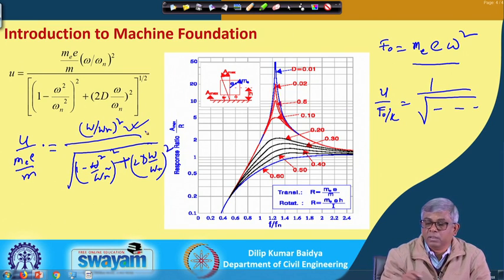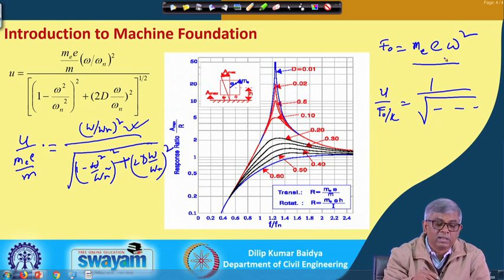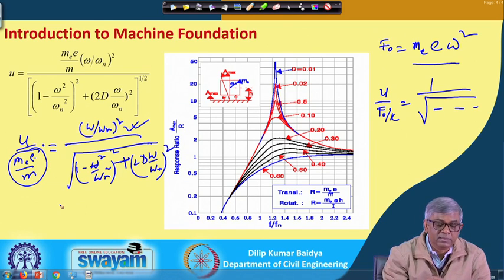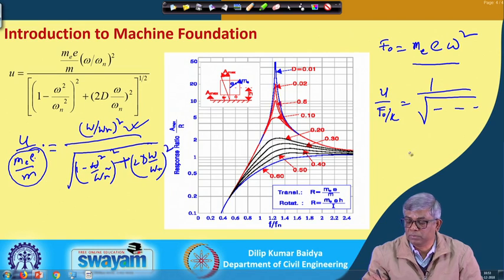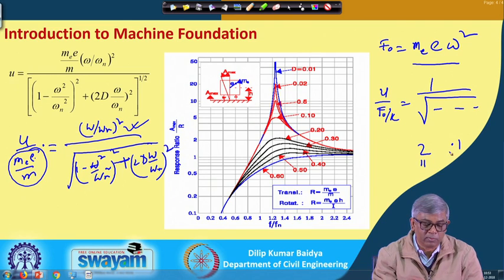You can see this is the thing added. How did it come? Simply I substituted F naught equal to this and then simplified, and the expression became like this. Here, instead of F naught over k, this becomes another quantity, that means eccentric mass into eccentricity divided by M. So, if I know the frequency ratio, suppose 2, and damping, suppose 0.1, and I want to find out the amplitude, then I will put the frequency ratio 2 and damping of 0.1 in this equation.